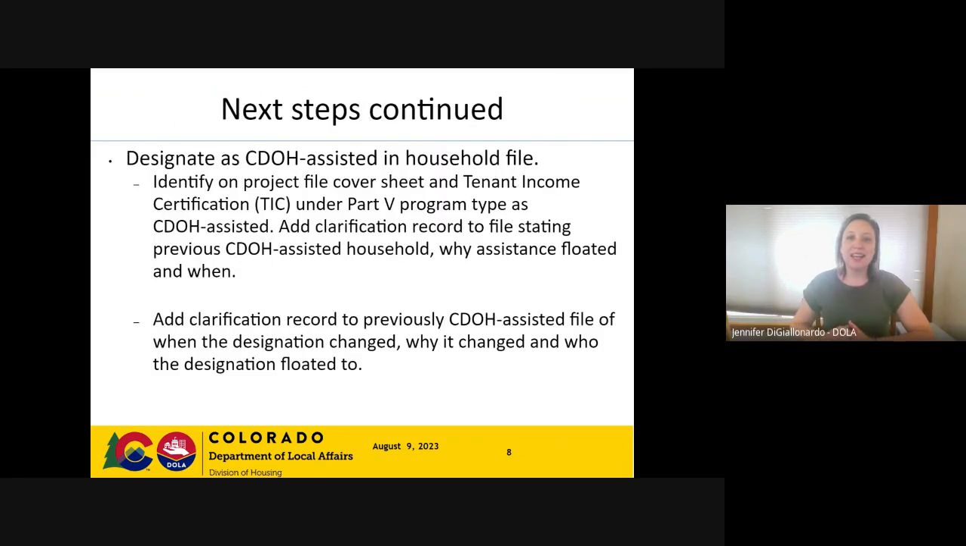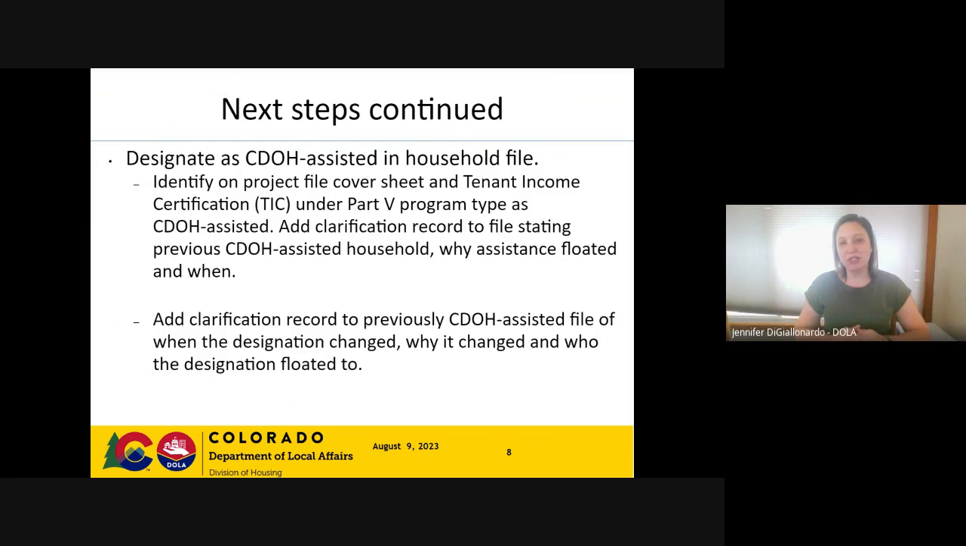So you're going to designate the CDOH assisted households file. You're going to go to the project cover sheet and the tenant income certification under Part 4 program type as CDOH assisted. So you're looking at both of those to say, okay, this household was HOME assisted, and we're going to state that this household is no longer assisted effective this specific date. It is now floating to the alternate unit household. We're going to make sure both household files are documented properly.